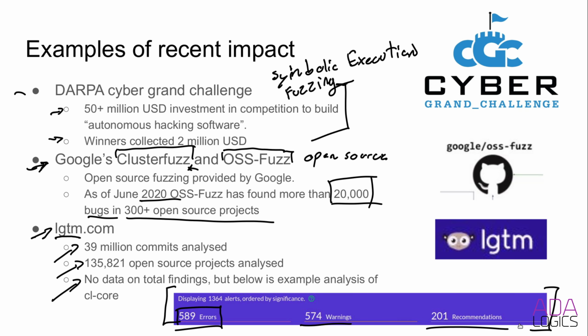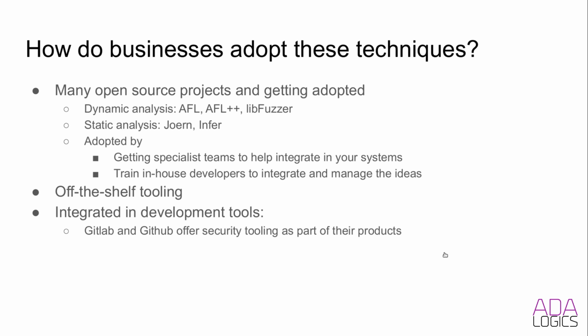So how do businesses actually adopt these techniques? Well, first and foremost, there is a huge amount of open source tooling available. For example, we have the dynamic analysis tools such as AFL, AFL++, and libfuzzer, and all of these are used by businesses all over the world as we speak, and they are freely available for download.